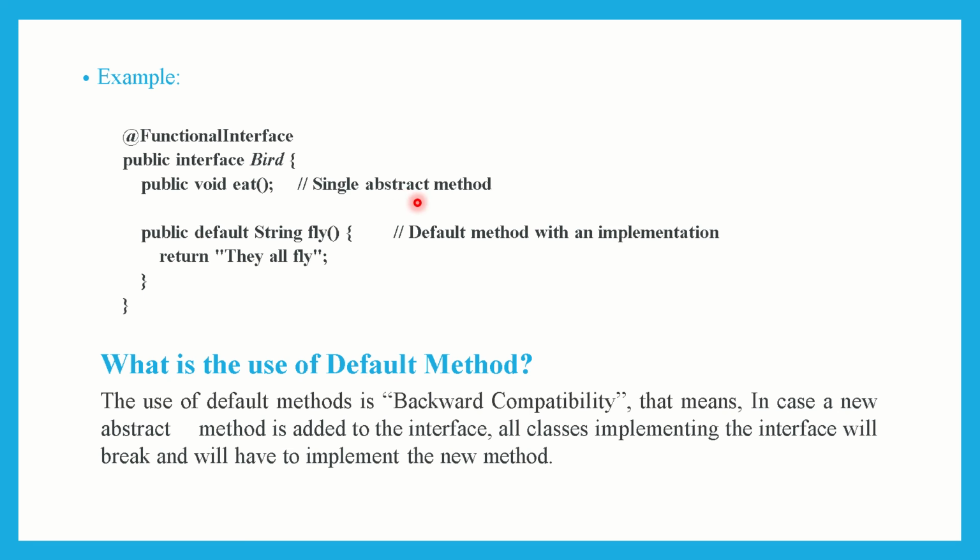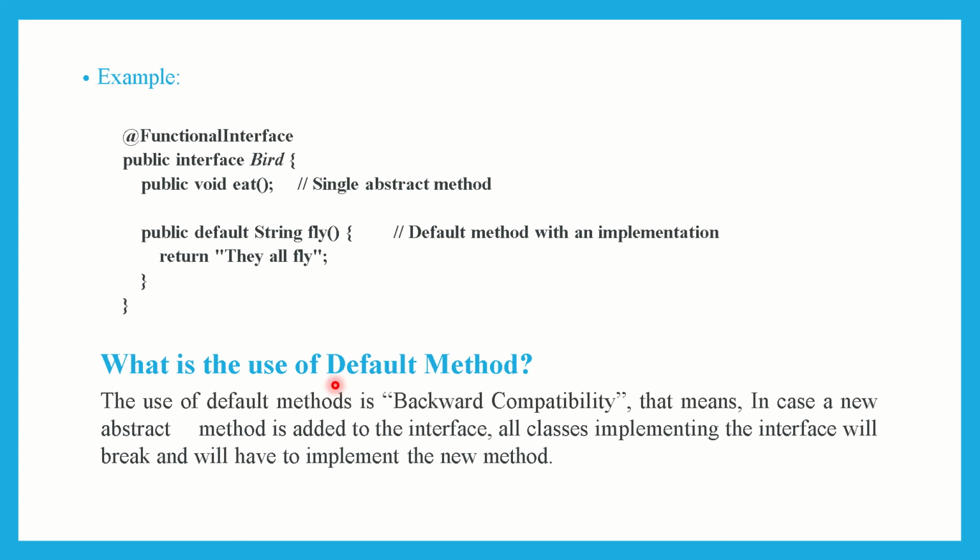Public void eat is a single abstract method, because any functional interface should have a single abstract method. And then here we have added a default method. So this is the default method. Fly is the default method, with the keyword default. So this is an example of how you have a default method in an interface, right?